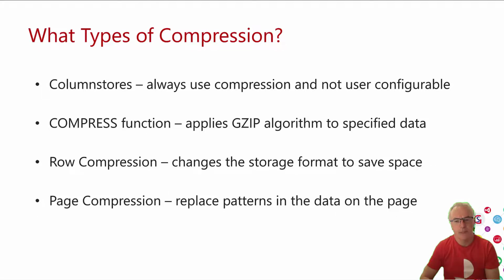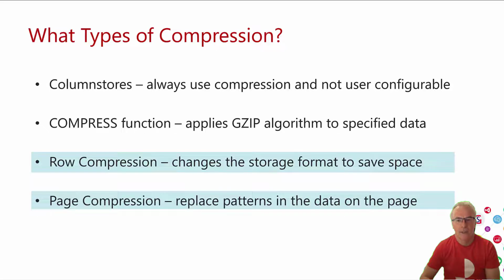There are a number of types of compression that SQL Server supports. Columnstore indexes by their very nature are compressed, but they're always compressed and there's no way that we can change that. There's the COMPRESS function, which can take some data, apply the gzip algorithm on it, and store that. The downside of that is that limited indexing is available on it, so it's not really great if you want to be searching for values within that data. The better ones that are available to us that still retain the sargability are row and page compression, and they're the areas that we'll be focusing on for the rest of this module.